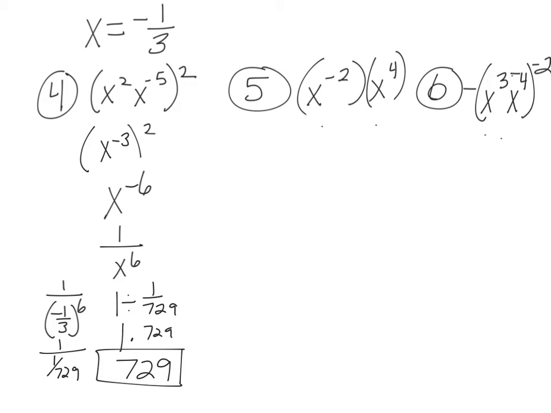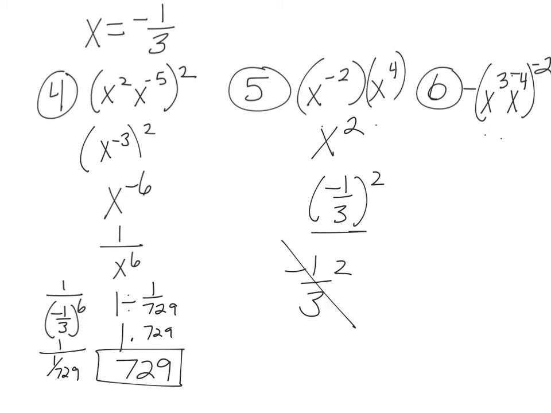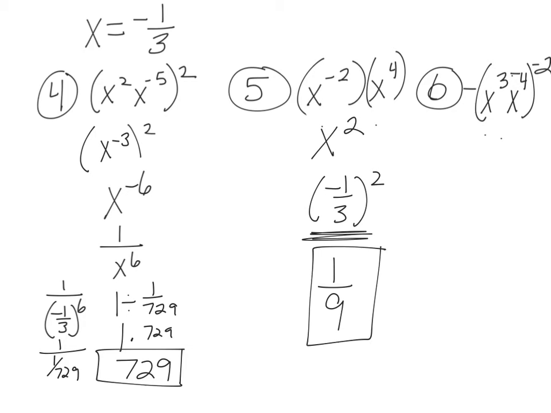Number 5, I multiply with the same base, so I add the exponents. I then plug in my negative 1/3. Make note that you have to put parentheses. If you write this, it is not the same thing, because this is just 1/3 squared. This is negative 1/3 squared. So negative 1/3 squared would give me positive 1/9.